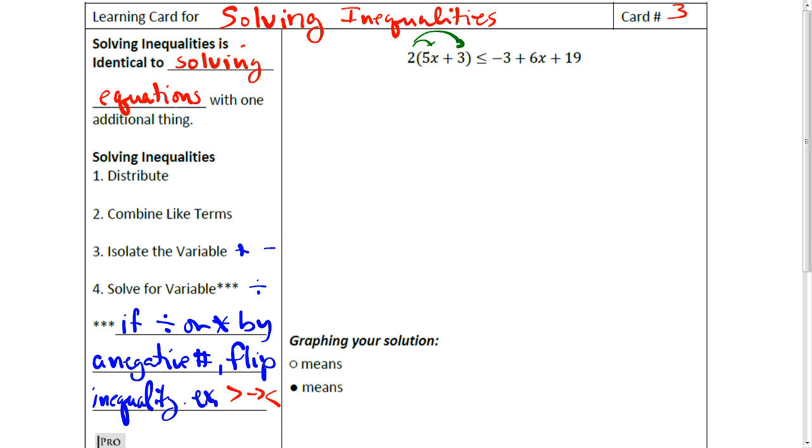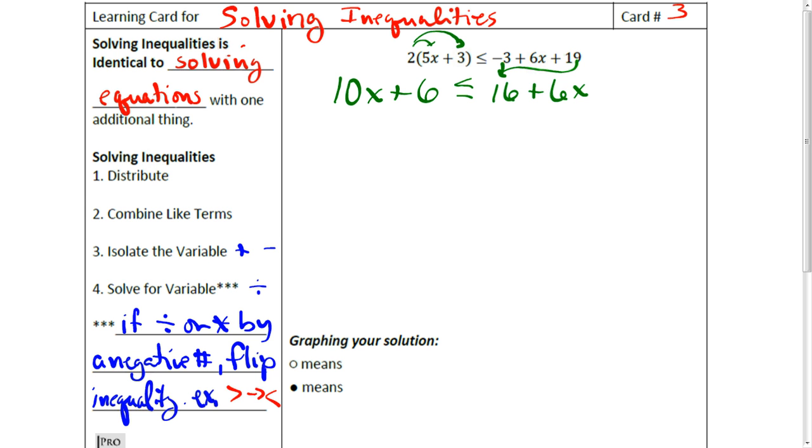So we're going to distribute first. 10x plus 6 is less than or equal to. Now, if there's no distribution on a side, and you want to do the combining of like terms at the same time, I'm okay with it. I would defer to whatever your teacher tells you to do, because different teachers have different styles.